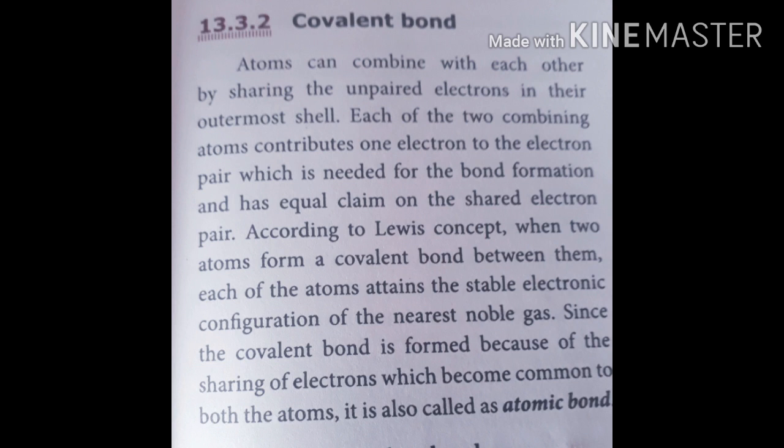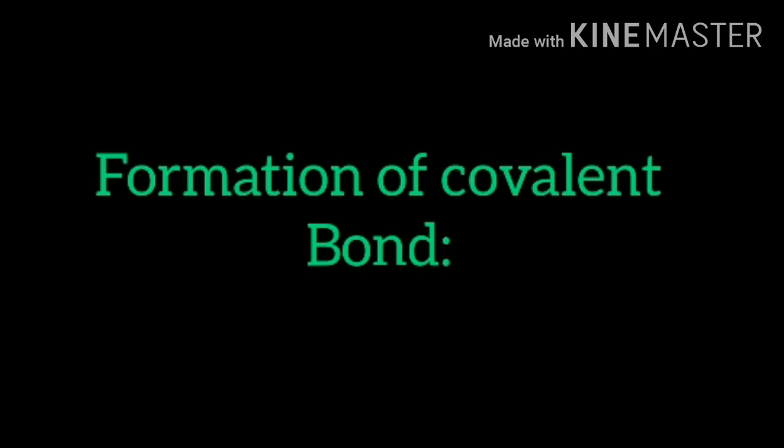Since the covalent bond is formed because of the sharing of electrons, which become common to both the atoms, this shared electron is common to both atoms. Thus a bond is formed. That bond is called an atomic bond, the other name for covalent bond. Okay, let us move on to the formation of covalent bond.